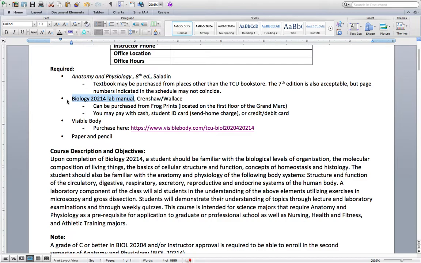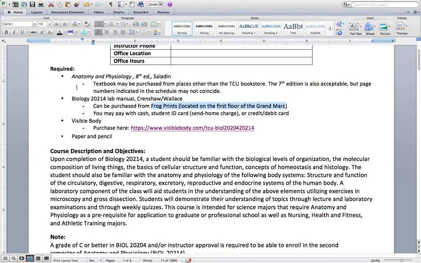You're not going to find the lab manual at the bookstore. You'll need to go to Frog Prints. And Frog Prints is very close by. It's located on the first floor of the Grand Mark. They're usually open Monday through Friday, I believe 8 to 5. And you can pay in a variety of ways.